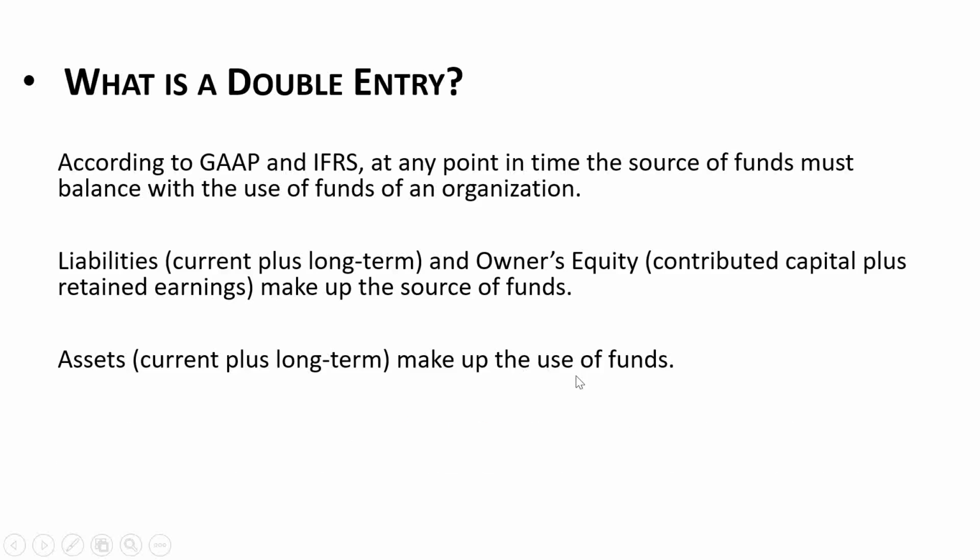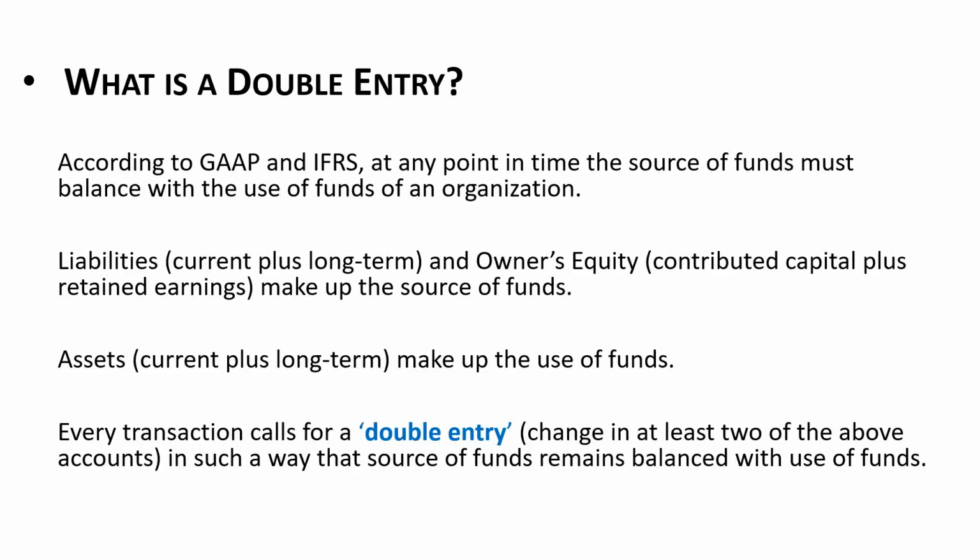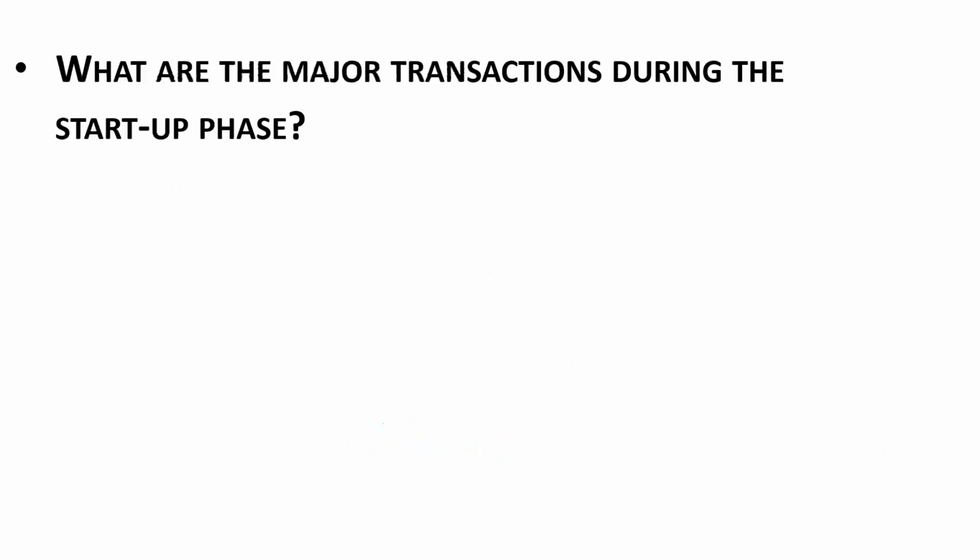Now what double entry is saying is, every transaction calls for a double entry. What do we mean by double entry? Change in at least two of the above balance sheet accounts in such a way that source of funds remains balanced with use of funds, right? Because otherwise, if you made a single entry, then things won't balance anymore. Because you can't go and change any one account in the balance sheet, you've got to change at least two accounts, and you should change them in such a way that the balance is always intact.